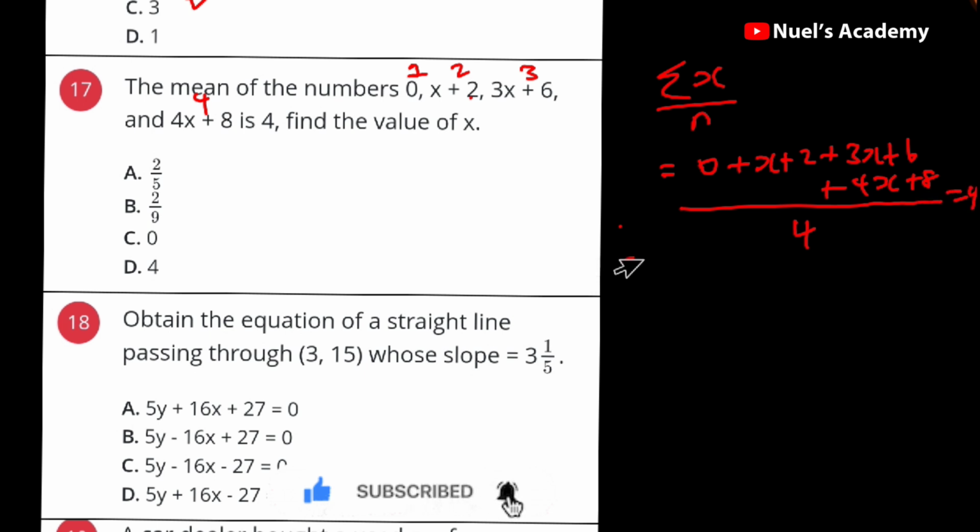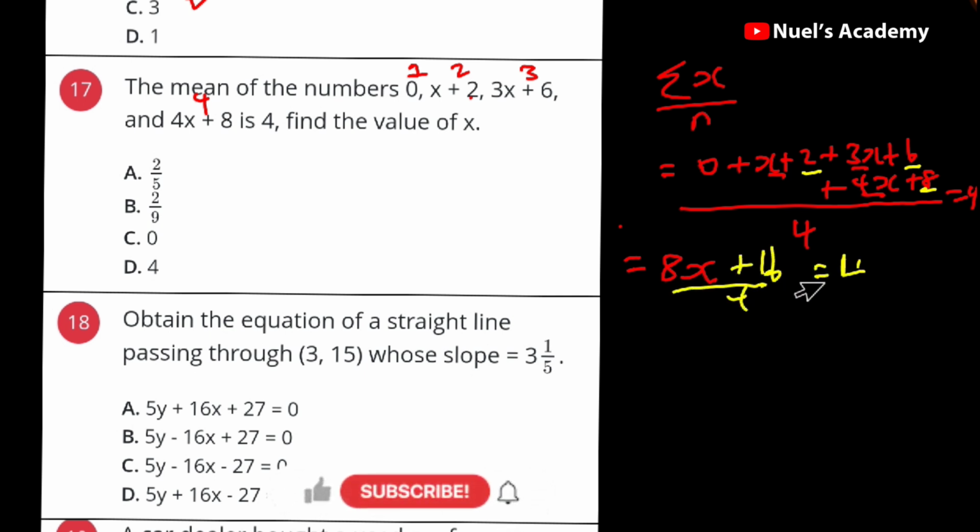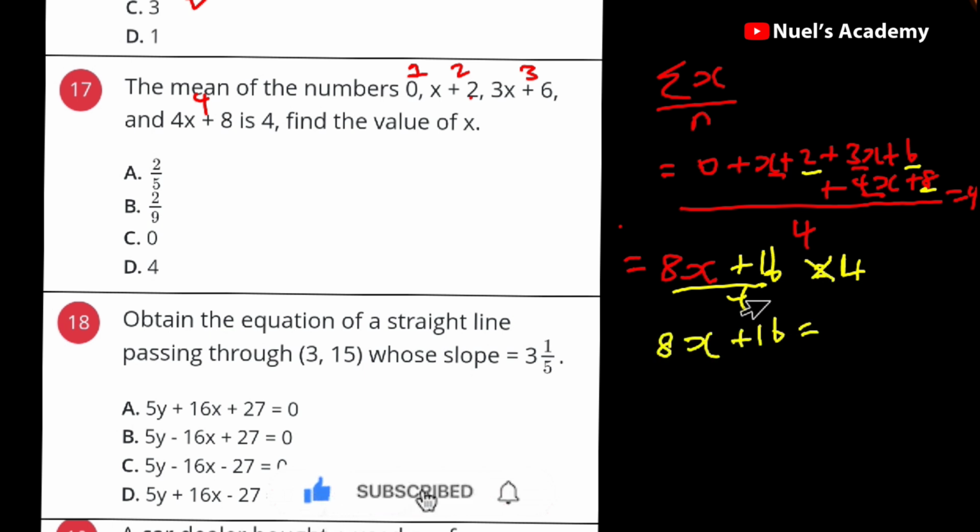So you have x plus 3x is equal to 4x. 4x plus 4x is equal to 8x. Then I have 2 plus 6 is equal to 8. 8 plus 8 is equal to 16. So you have 8x plus 16, then over 4 is equal to 4. So this is 8x plus 16 equals to, now if you cross multiply, 4 times 4 is equal to 16.